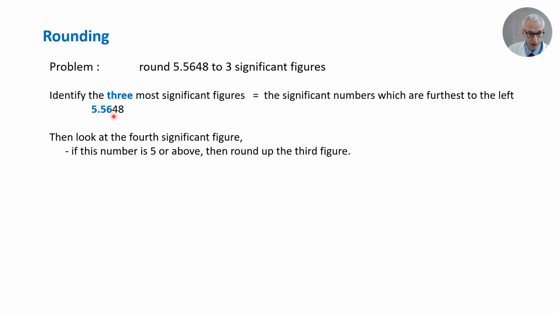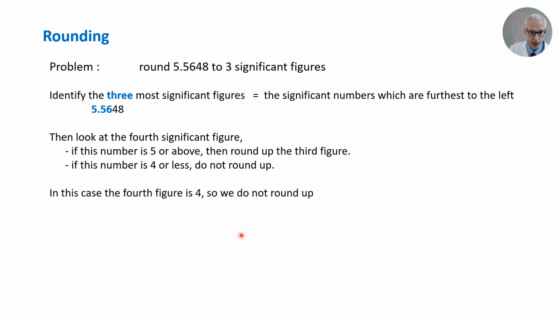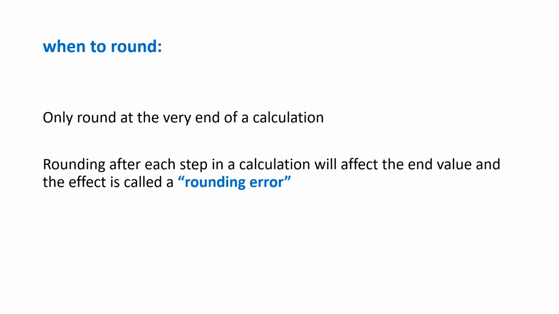If this number is 5 or above, then round up the third figure. If this number is 4 or less, do not round up. So we're looking at the fourth significant figure because we are rounding to three significant figures. It is a 4, so we do not round up the third significant figure. Hence, rounding 5.5648 to three significant figures is 5.56.